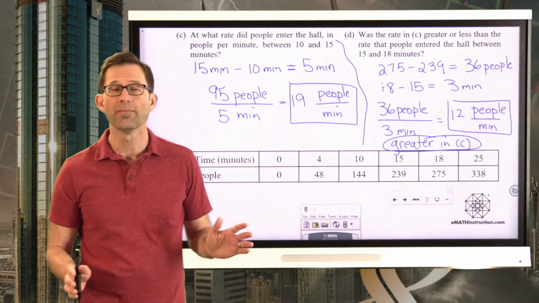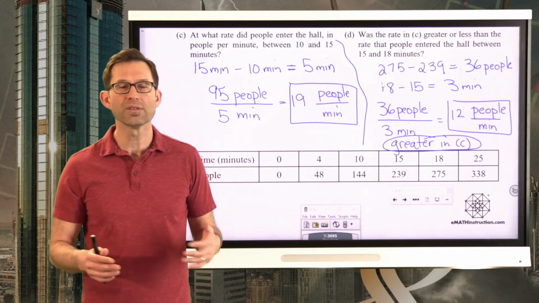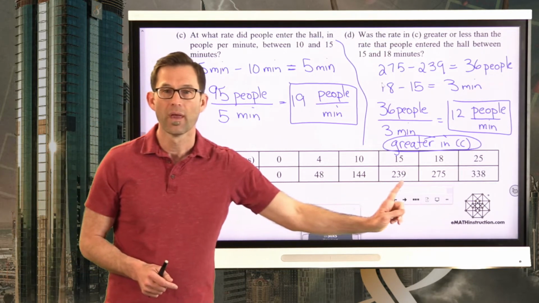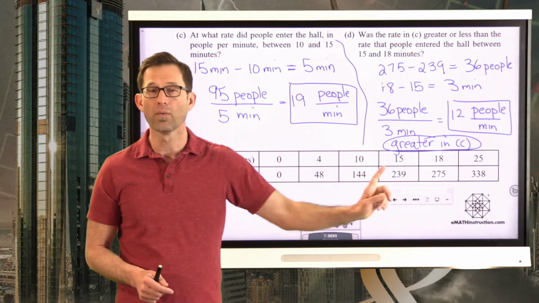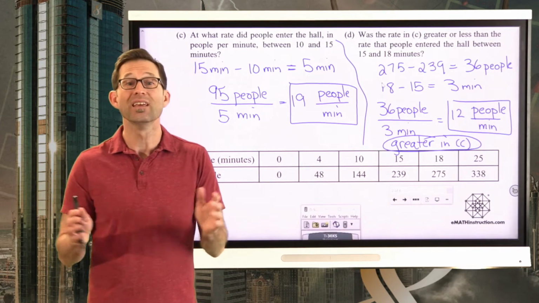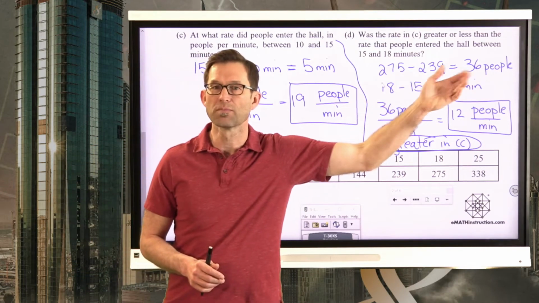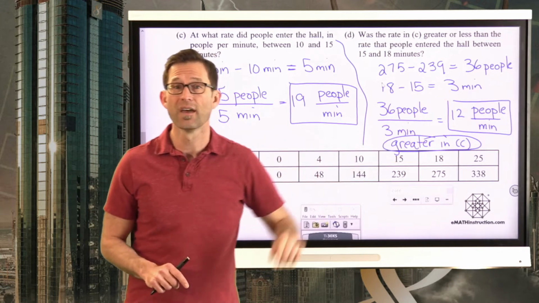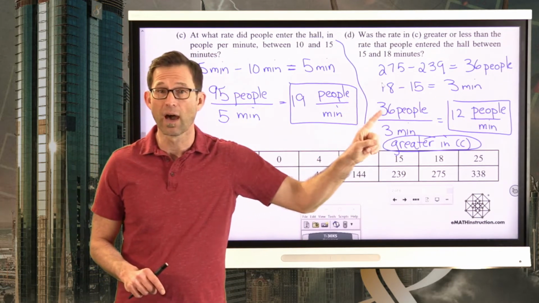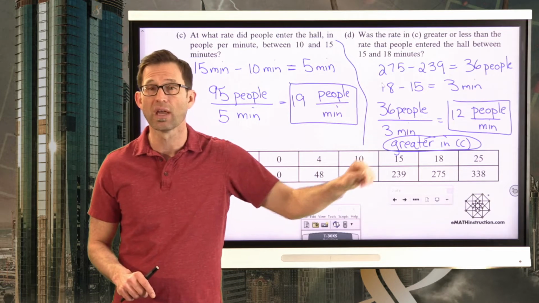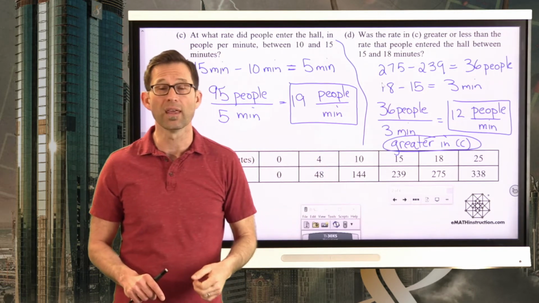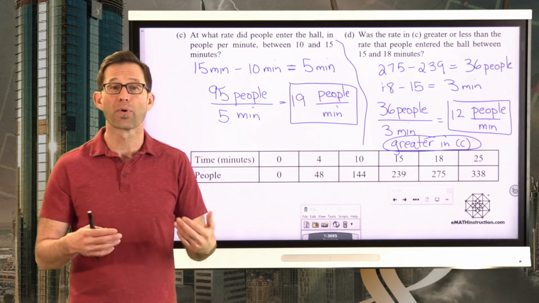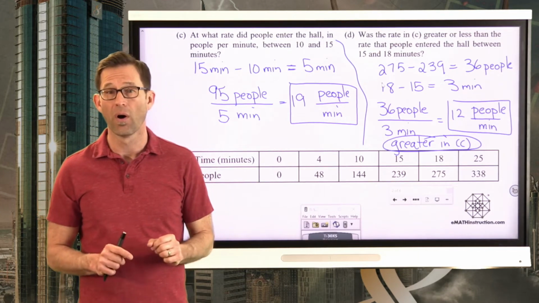So that's it. Now, hopefully, this is a really simple idea. If I want to know how fast the output is changing compared to the input, well, first I have to find out how much the output changed: 36 people. Then I have to figure out how much the input changed: 3 minutes. Then I have to divide the two, how much the output changed compared to how much the input changed, and that will give me a rate in blank per blank. In this problem, it was always in people per minute coming into this hall.